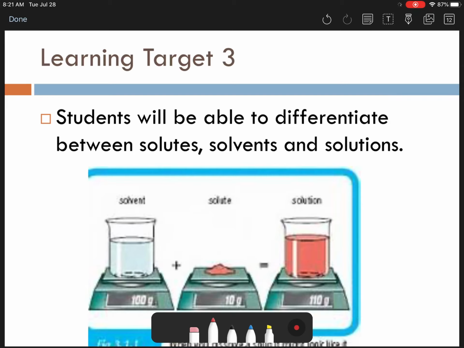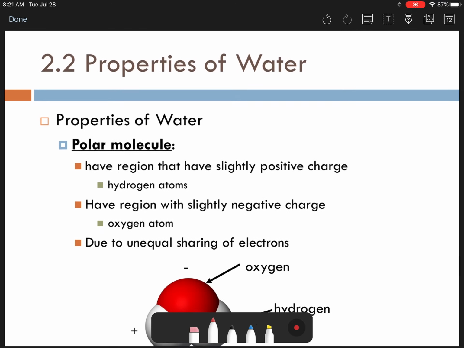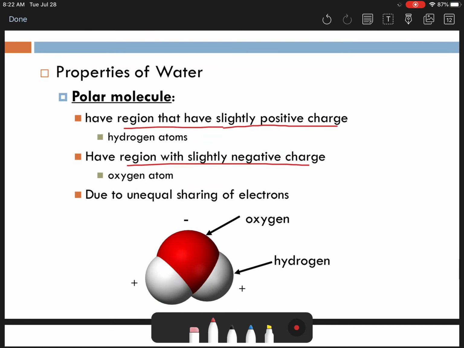Now, the last little thing we're going to cover is learning target 3 in this PowerPoint, and that's just knowing the difference between a solute, solvent, and solution. They all kind of sound similar, but they're all very different. When we look at properties of water, water is a polar molecule. It means it has a region that has a slightly positive charge and a region with a slightly negative charge.